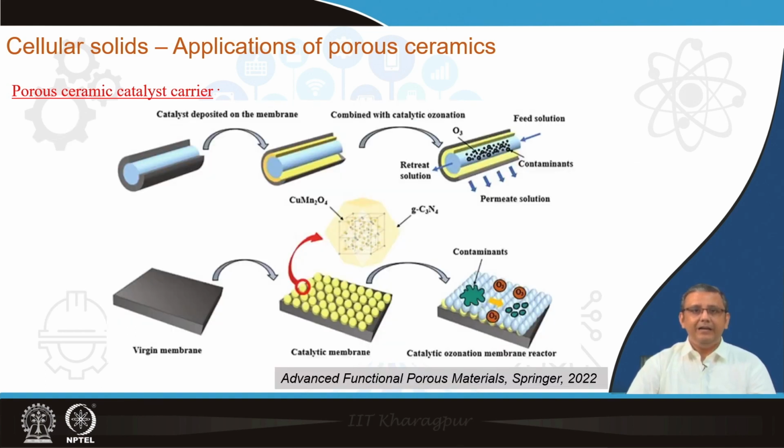And again, the typical working principle for porous ceramics as catalyst carrier is shown in this particular slide over here. As you can see, as the medium containing contaminants passes through the porous ceramic body with the catalytic membrane, the contaminants are absorbed, and this way a pollutant free water or other medium can be obtained.